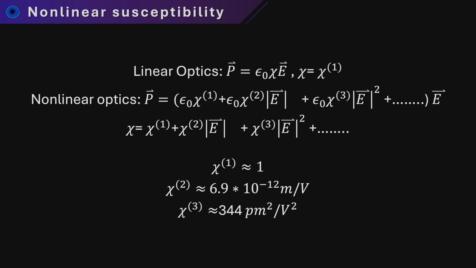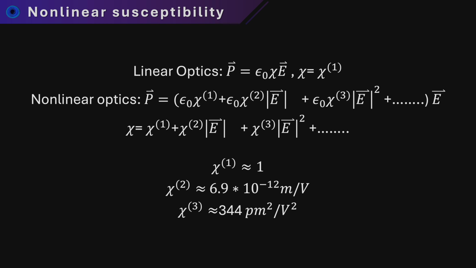Here chi is the linear susceptibility. It tells you how easily the medium polarizes in response to the input electric field. But when the field is very strong, like with a laser, the medium can't just respond linearly. The polarization now has extra terms: polarization is proportional to epsilon naught chi 1 times electric field, but it's also proportional to epsilon naught chi 2 times the square of the electric field, and also proportional to epsilon naught chi 3 times the cube of the electric field, and so on.